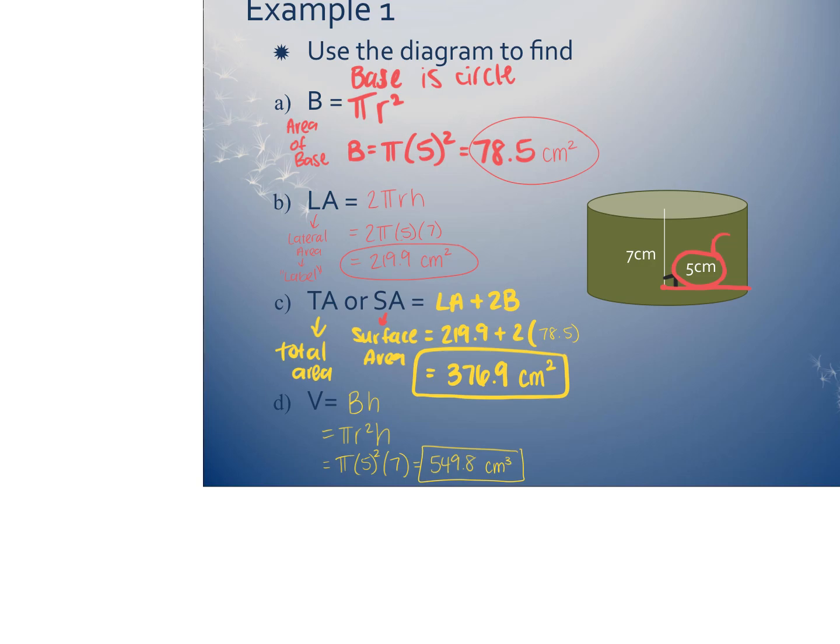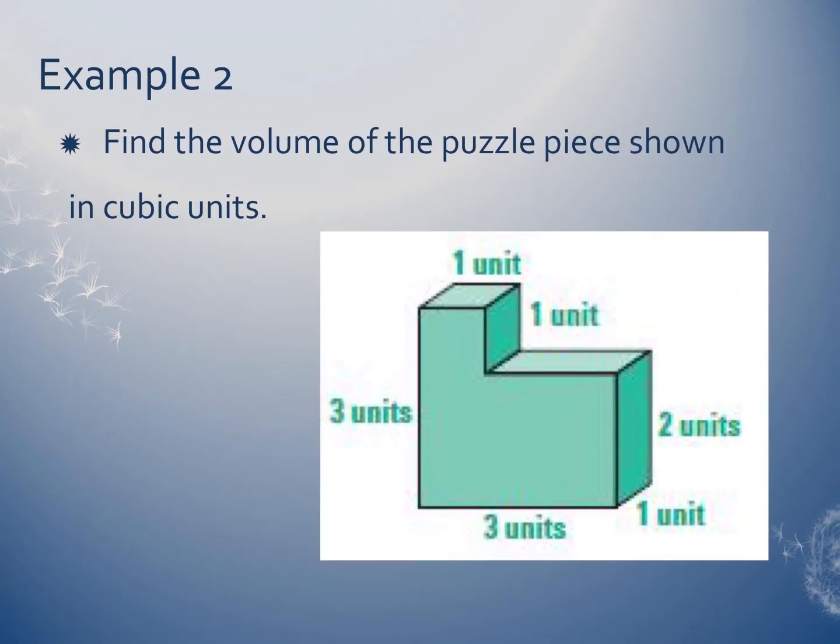Moving on. Example 2. Find the volume of the puzzle piece shown in cubic units. Is this shape a prism? No. Could we divide it somehow so it's maybe 2 prisms? Okay. How would you like to divide it? Straight up and down? Yeah. You sure? You can cut it across from the top. I personally would just slice off this guy. Why would I do that? It makes a super small guy and then a larger piece, right?